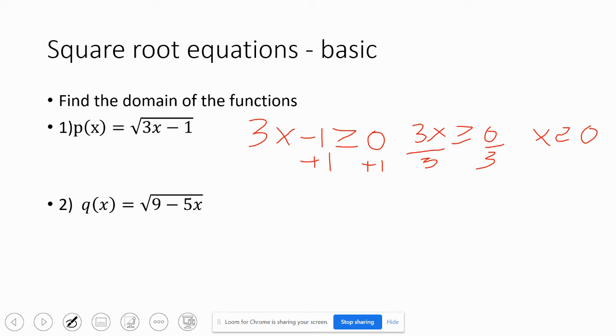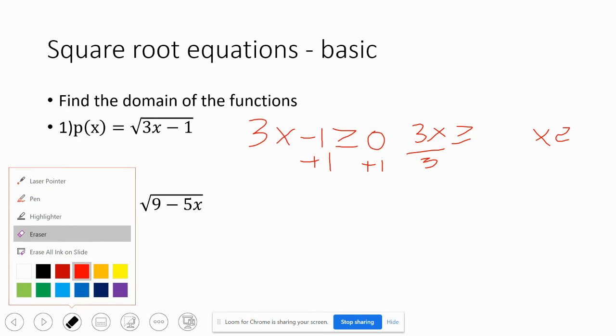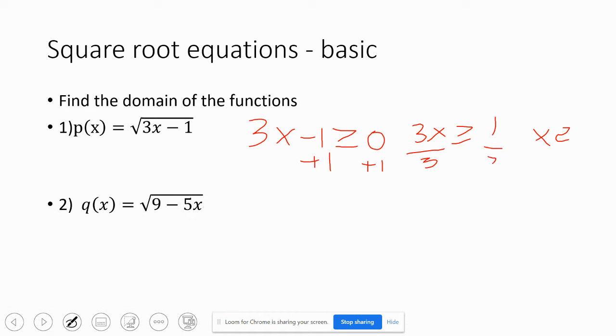Actually, in this case, it has to be greater than 0, not even equal to 0. Sorry, no, 1/3, not 0. Oops, not 0, but 1/3. Greater than or equal to 1/3. So x has to be greater than or equal to 1/3. That is your domain in inequality notation.